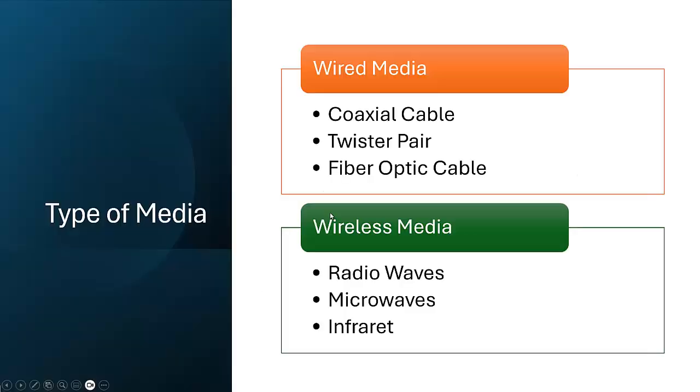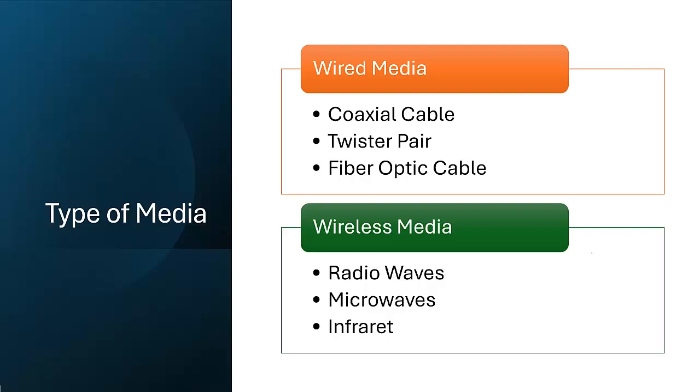Now the next topic in this module is called media. Media is a mechanism by which we send the data, and we have two types of media: wired media and wireless media. Under wired media, we have coaxial cable, twisted pair cable, and fiber optic cable.